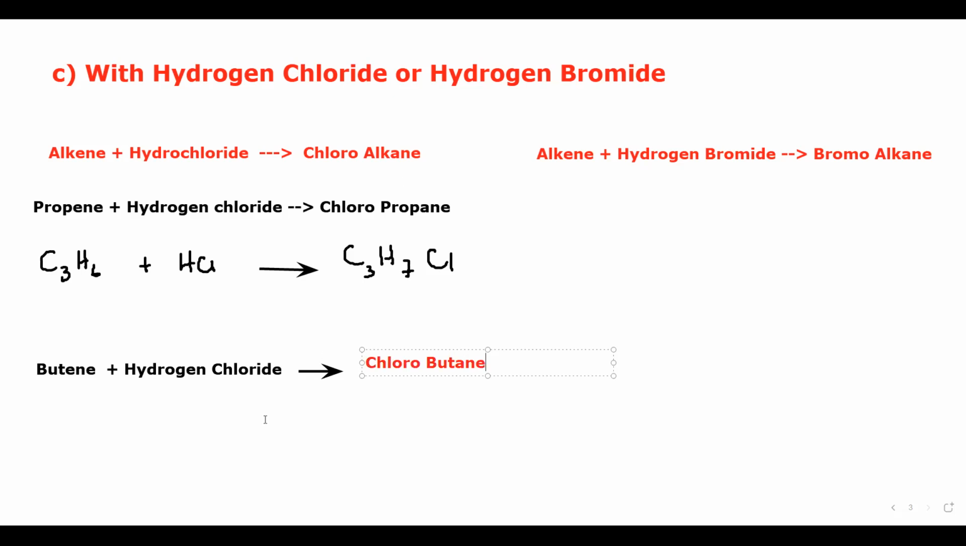So it will result in a formation of chlorobutane. If we write in terms of formula, butene means C4H8 plus hydrogen chloride is HCl. When they mix with each other, they combine, an addition reaction occurs. So C4, 8 plus 1, 9, and then Cl. So butene plus hydrogen chloride gives chlorobutane. And the same thing if it was hydrogen bromide.